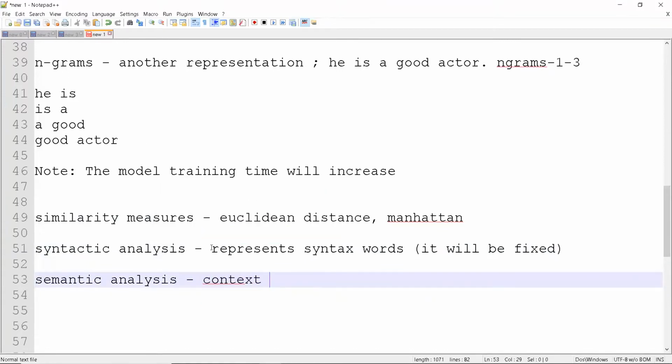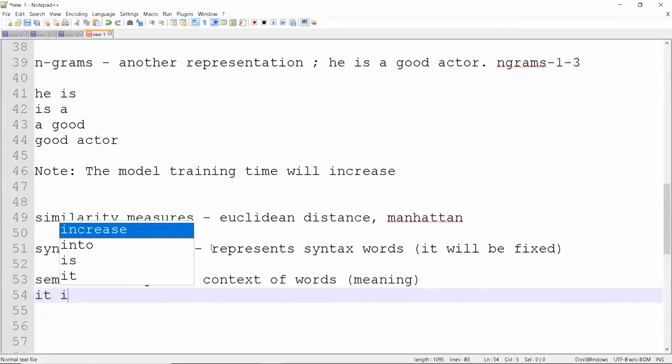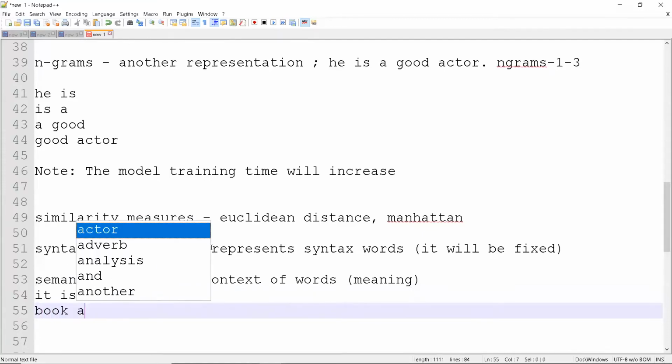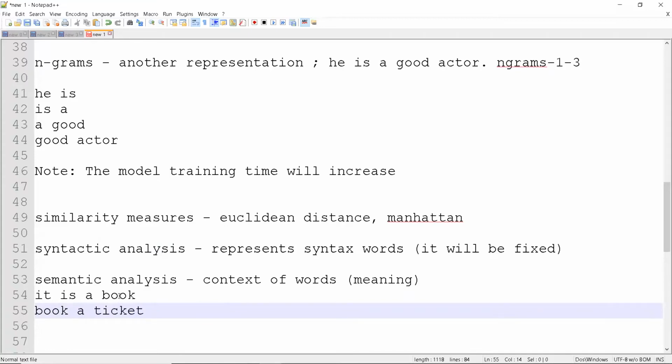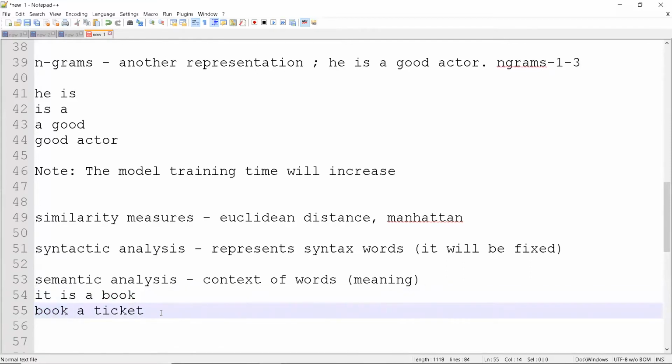This will be the context of the word. So for this, an example is "book a ticket". Both words are the same actually, but they have different meanings. So that is semantic analysis.